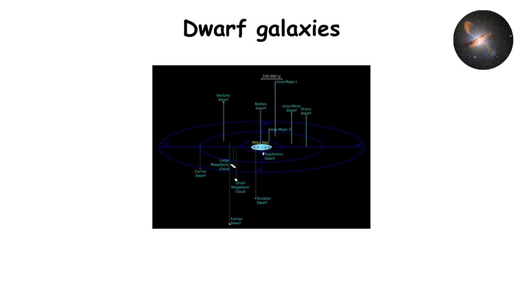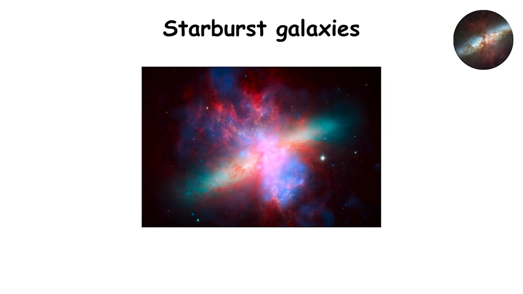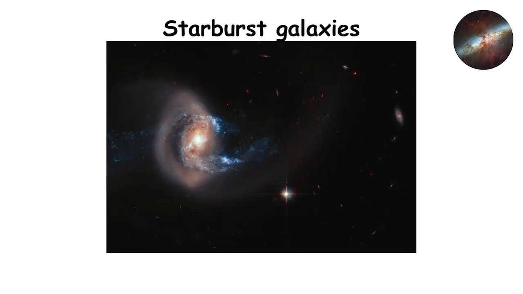Despite their modest size, some dwarf galaxies like the Large Magellanic Cloud can still produce new stars at impressive rates. Starburst galaxies. Starburst galaxies are cosmic overachievers when it comes to making stars. These special galaxies form new stars at astonishing rates, sometimes hundreds or even thousands each year, compared to our Milky Way's modest one star per year.